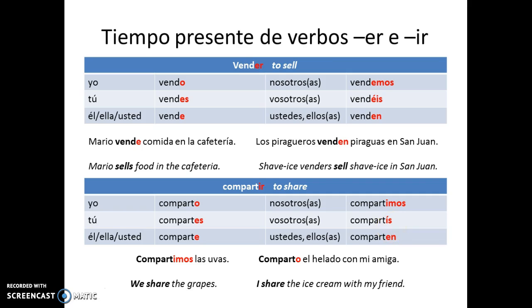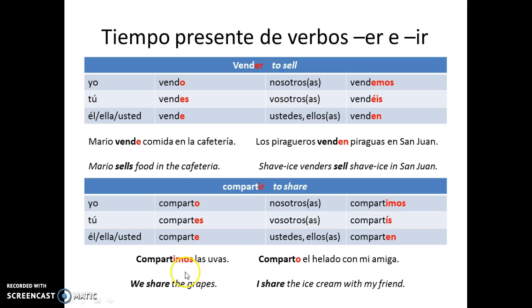So let's take these IR verb endings and put them onto the verb compartir. It sounds like this. Yo comparto, tú compartes, él, ella, usted comparte. Nosotros, nosotras compartimos. Vosotros, vosotras compartís. Ustedes, ellos, ellas comparten.